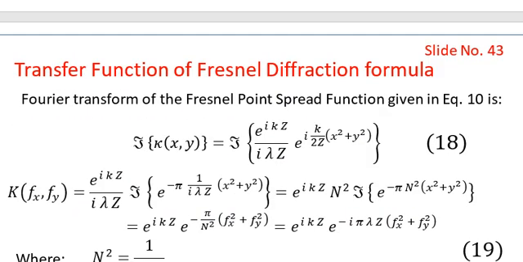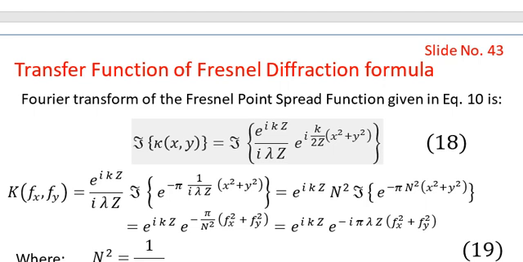Transfer function of Fresnel diffraction formula. You know that there is a relationship between the transfer function and the point spread function. The Fourier transform of the point spread function is regarded as the transfer function. So the point spread function we have calculated for the Fresnel case was represented by kappa at x comma y. So let's take the Fourier transform of kappa on both sides.